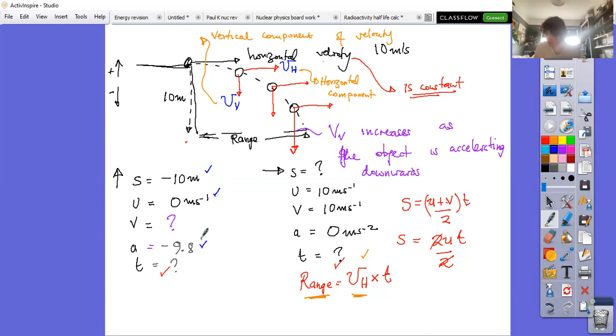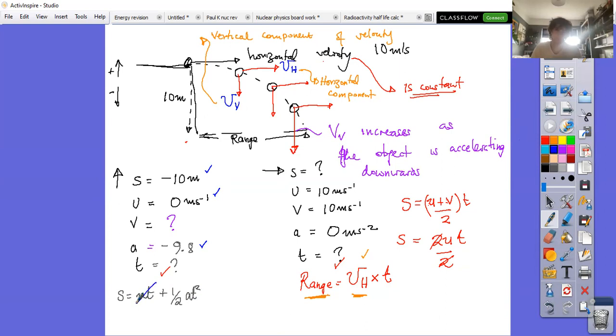I'm so bad at remembering all the different SUVAT equations. That's fine. S equals, you could rearrange, distance equals initial velocity times time plus half AT squared. Correct. So you could rearrange that for time. You're absolutely right. Now, the beauty about this formula is the initial velocity here we've said is 0.